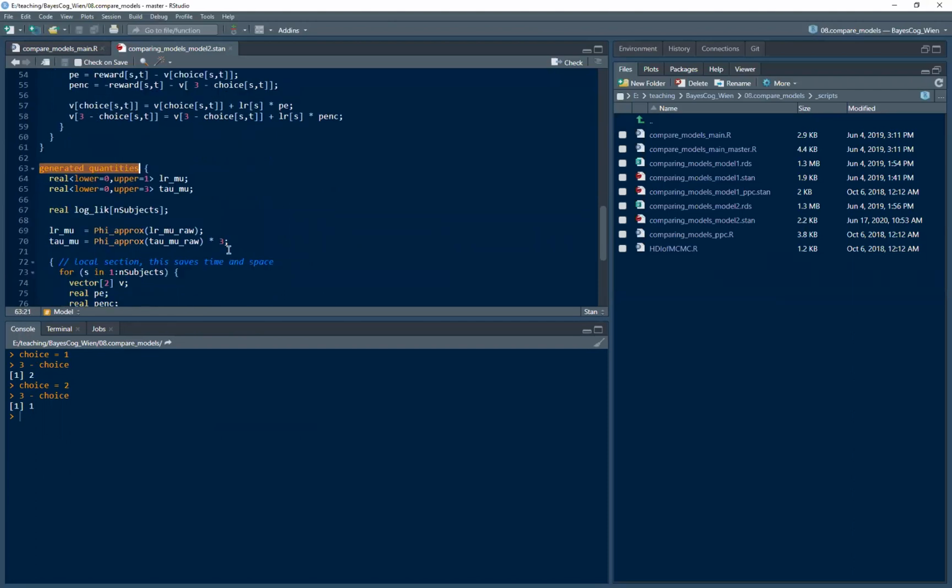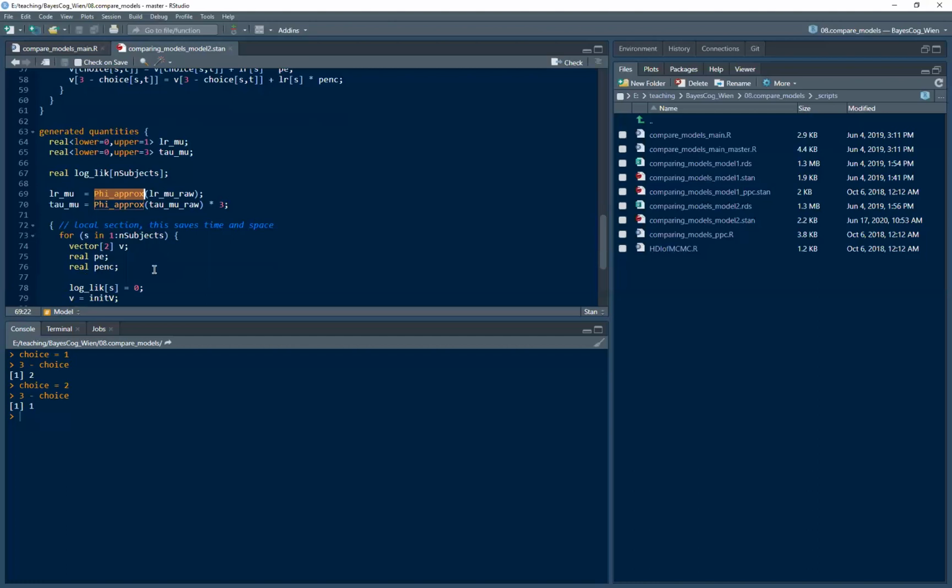Here, this is the generated quantity block. These lines are trying to convert the group level mean of the parameters from the raw space to the actual space. Raw space means without a boundary, without a constraint, and actual space is the range that we're interested in. So the learning rate is 0 to 1 and the tau is 0 to 3. We again apply the phi approximation to make sure that the range really corresponds to the lower and upper boundary.